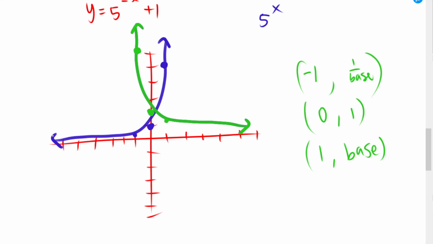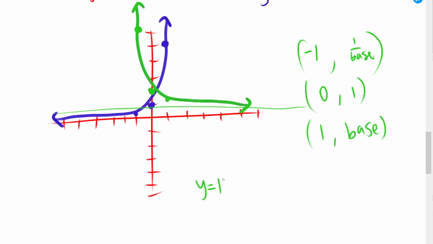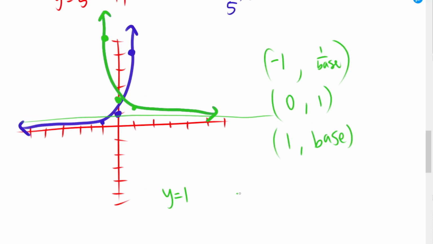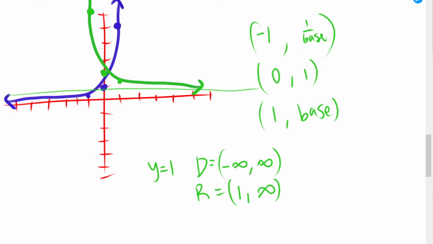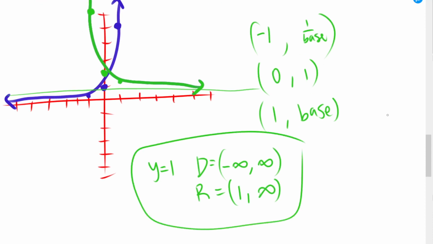The asymptote would also move up 1, because the asymptote is just at y equals 0, but when we're moving up 1, so does the asymptote. So we'll have an asymptote at y equals 1. Our domain will be negative infinity to positive infinity, because it's going on forever. And then our range will be from almost 1, but not quite, to positive infinity. So this would be the answer for 33.